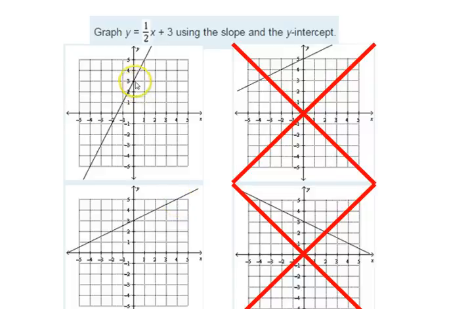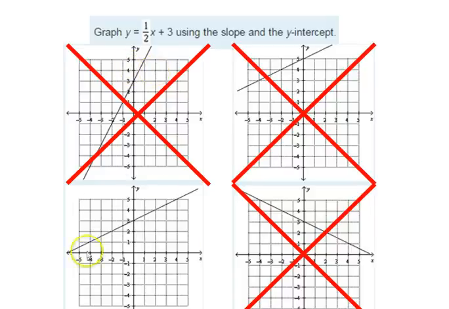Let's just try the top one real quick. If I go up 1, right 2, I am not on the line. So therefore, this graph cannot be the line for the equation 1/2 x plus 3 because that slope doesn't work. If we go up 1, right 2, we're not on the line anymore. This right here will be our answer for this equation, y equals 1/2 x plus 3.